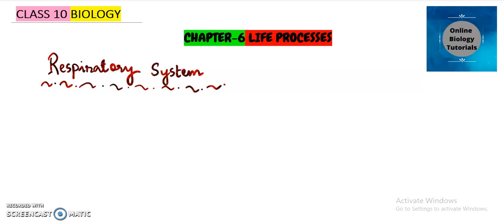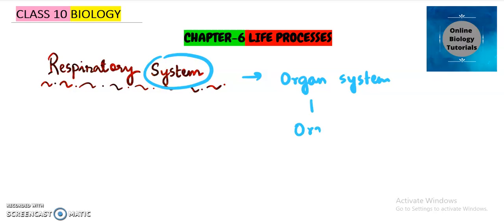In this video we will study what the function of the respiratory system is and what the basic difference between respiration and breathing is. This is the second organ system, which is part of your chapter number 6, Life Processes. As the word system is there, respiratory system is an example of an organ system that is made up of some organs, and organs are made up of tissues, and tissues are made up of cells.